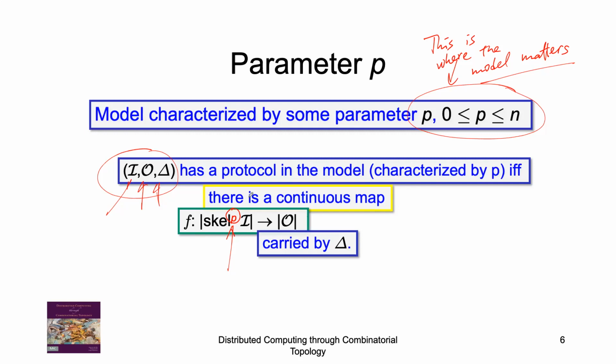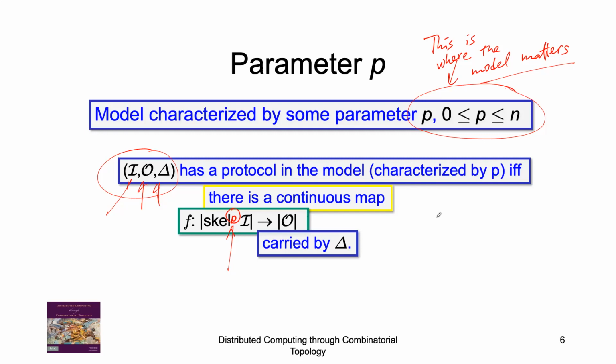Now, it is always easier to find a map carried by delta defined on a smaller space, because we need to take care of fewer points. Does that make sense? It's always easier to define a continuous map satisfying some properties on a smaller set of points. Because if you extend it on a larger set of points and also satisfy some carried by delta requirement, you can always restrict it to a smaller set of points.